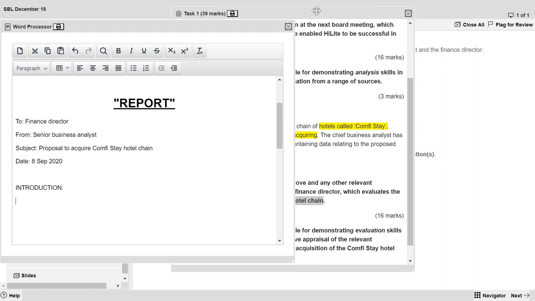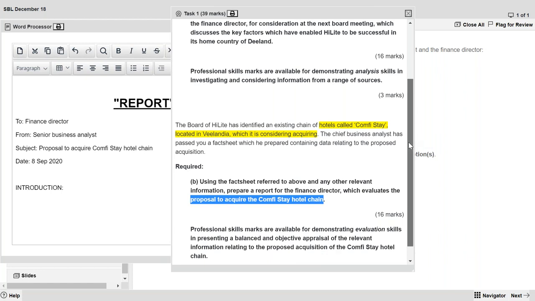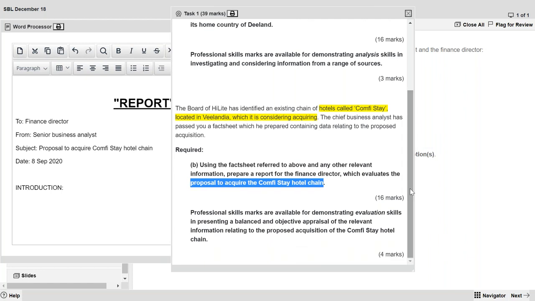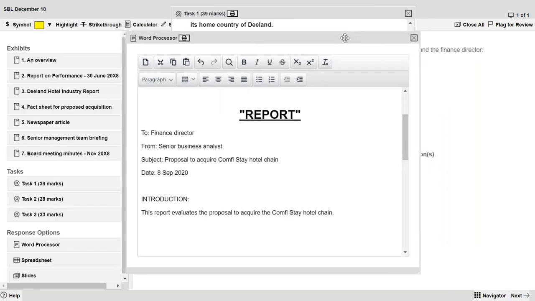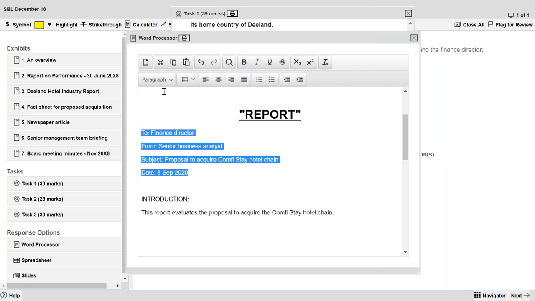Introduction. I will just copy paste from the requirements, and manual students, you will just manually write from the requirement. I will say this report, and then copy paste. Evaluates the proposal to acquire Comfy Stay hotel chain. Control C, Control V. That's it. So we are now done. Now a bit of formatting. I want this to go in the paragraph section.